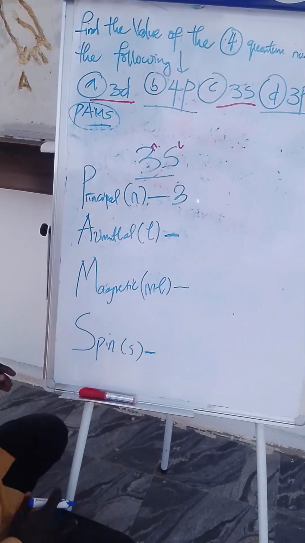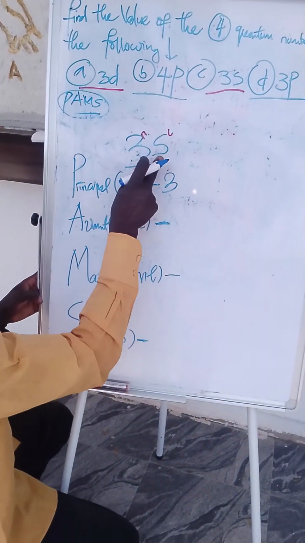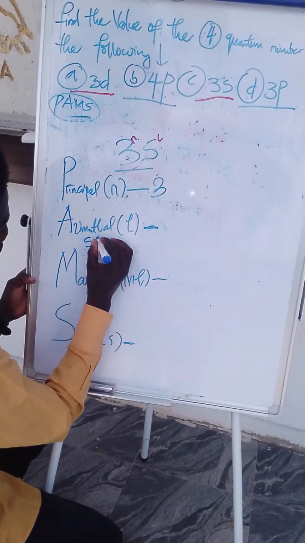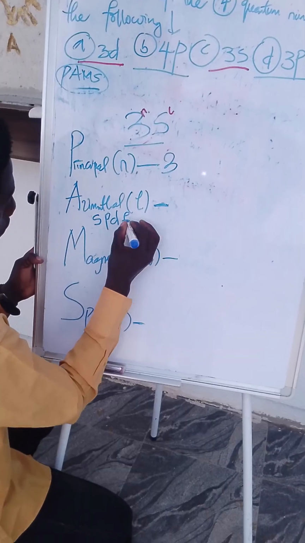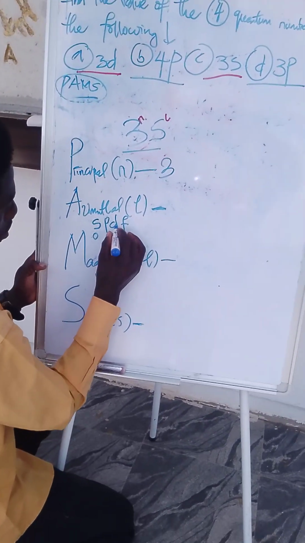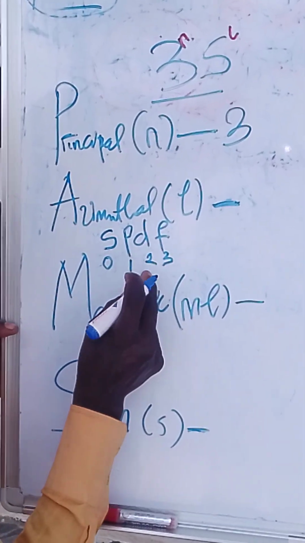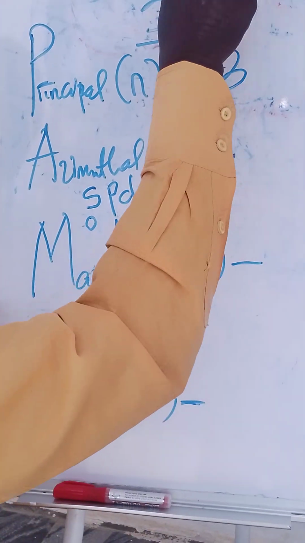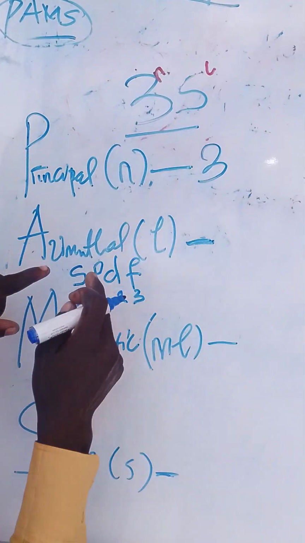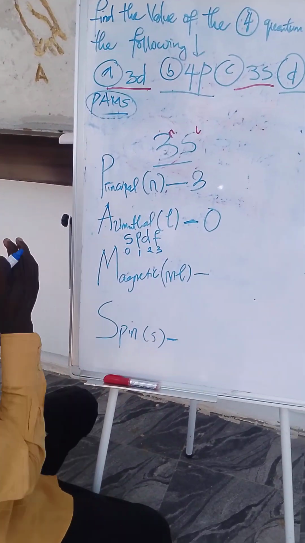Are you with me? Then your azimuthal L, let's look for it. That's my azimuthal from S, P, D, F, and it's ranging from 0 to 3. That's 0, 1, 2, 3. It means my S is 0, P is 1, D is 2, F is 3. The value of my azimuthal is S, so I will trace this S here to here. My S falls under 0. My azimuthal is 0. This thing is very simple.